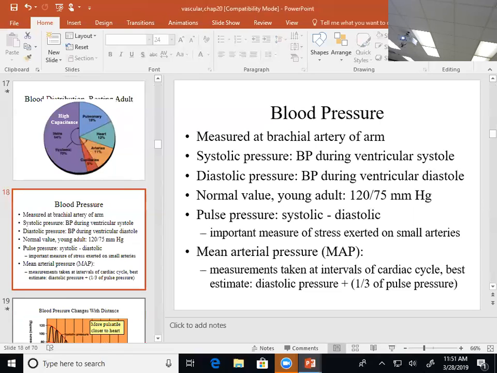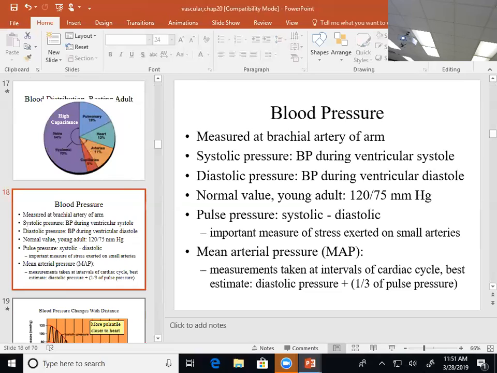Which number is the most important number? The highest pressure? That's a good question. Let me just tell you something. They're both important, but many people would suggest that, obviously, if the systolic pressure is so high, you're about to have a stroke. That's taking over. That's the most important.